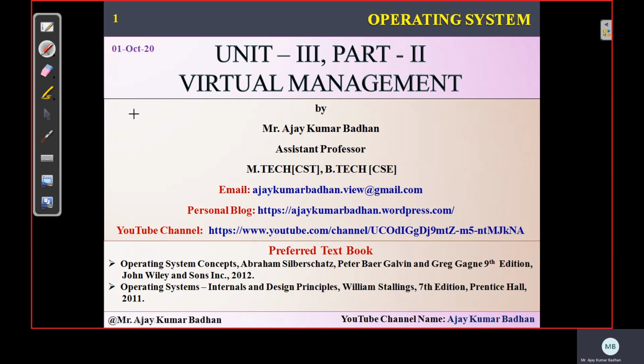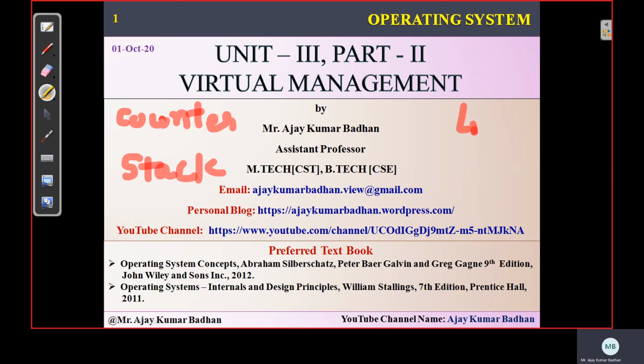For that purpose, we used two different concepts, hardware devices: something called a counter, and another one, the stack. We can use any one of them to execute the LRU technique. In the counter, the counter is used to increment the values. Whichever has the lowest value, we will eliminate that.